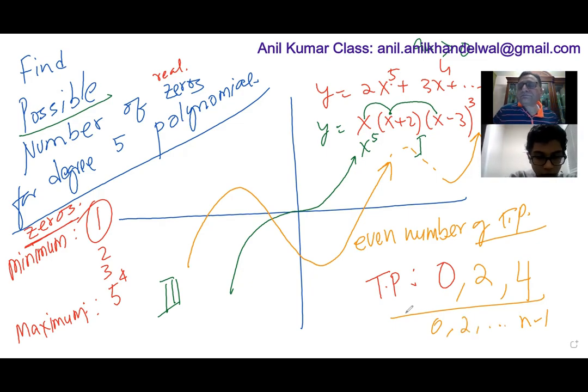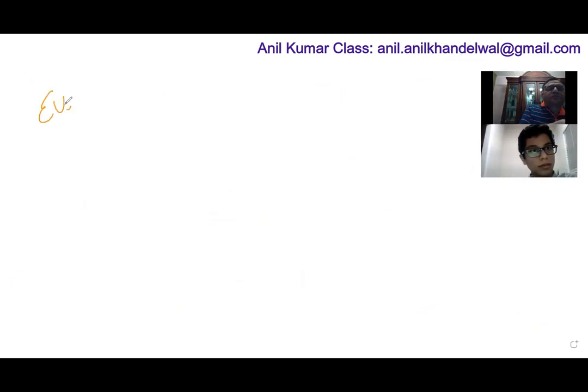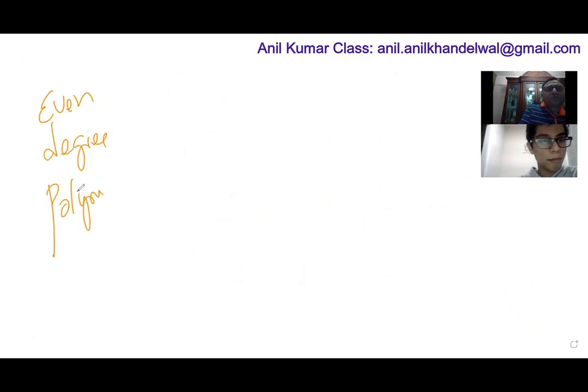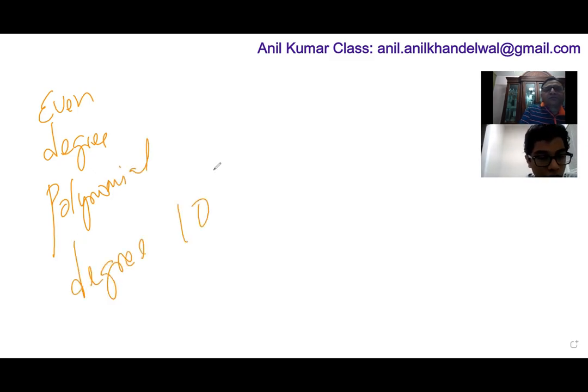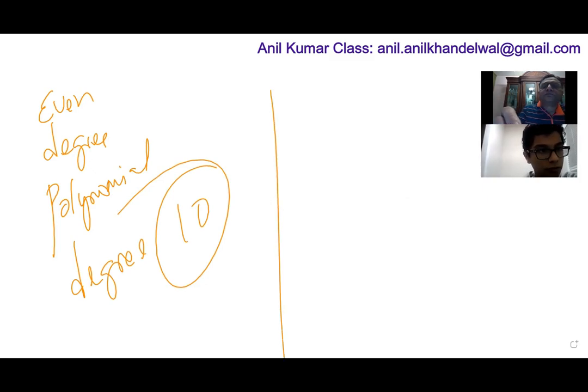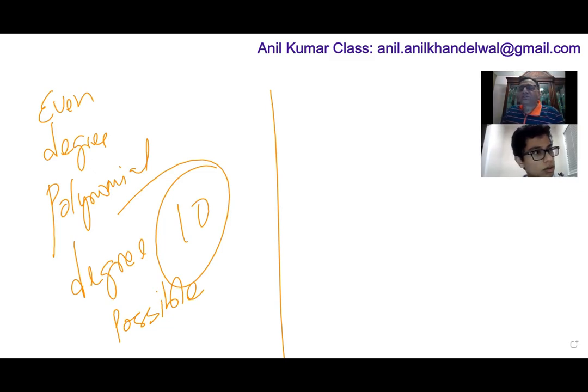Does it make sense to you? Now, if I have an even degree polynomial, then how many turning points? Let's say the degree is 10. How many turning points? Tell me. Give me all possible values. You have 9 possible. So all possible values.